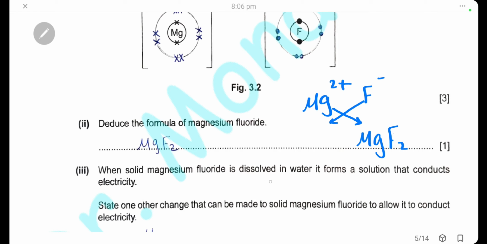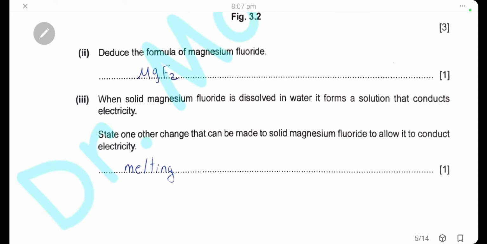When solid magnesium fluoride is dissolved in water to form a solution, it can conduct electricity. State one other change that can be made to solid magnesium fluoride to allow it to conduct electricity. Because magnesium fluoride is an ionic compound, it will conduct electricity only when it is molten or in aqueous solution. So the other change that can be made to solid magnesium fluoride is melting. We have to melt it to conduct electricity, because the ions will be free to move.